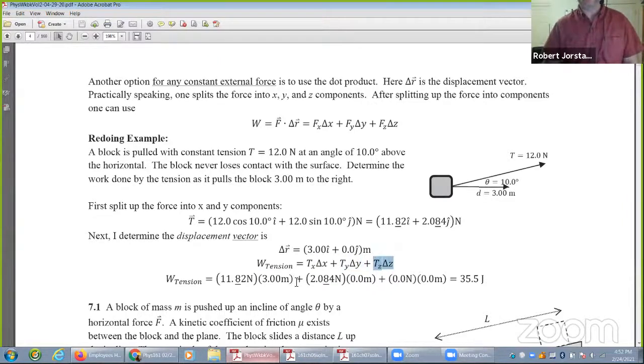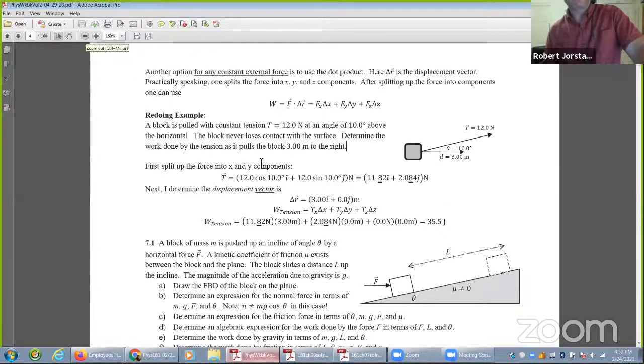Well, in this case, this is the only non-zero term because there's no displacement in the J hat, excuse me, or K hat, and we get back the same exact result. So this is two ways of showing you that. I'm going to pause and see if there's any questions. I'm going to leave this on the screen. Any questions about those first two examples?